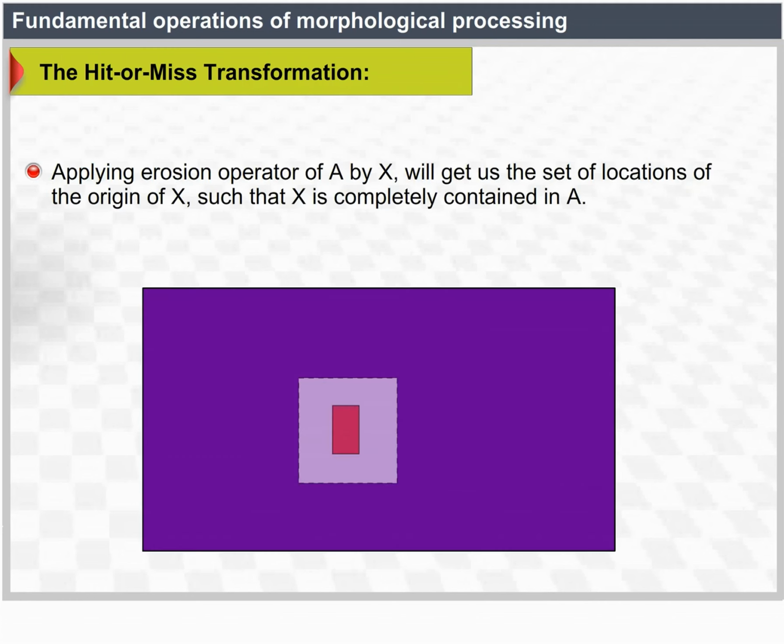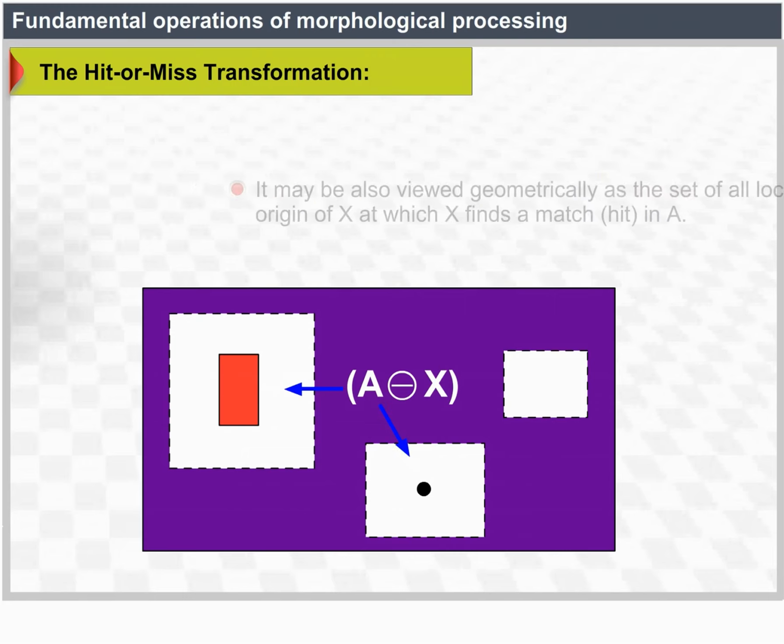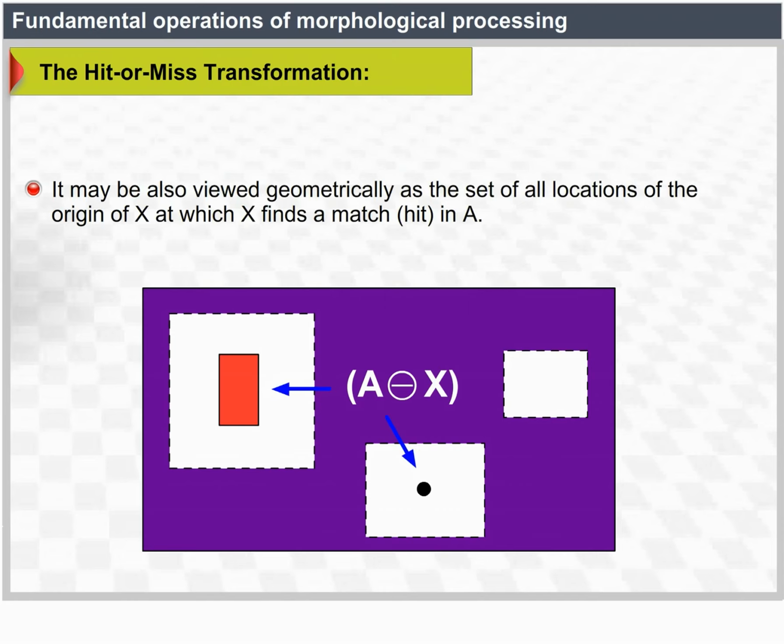Applying the erosion operator of A by X will get us a set of locations of the origin of X such that X is completely contained in A. It may also be viewed geometrically as a set of all locations of the origin of X at which X found a match or hit in A.